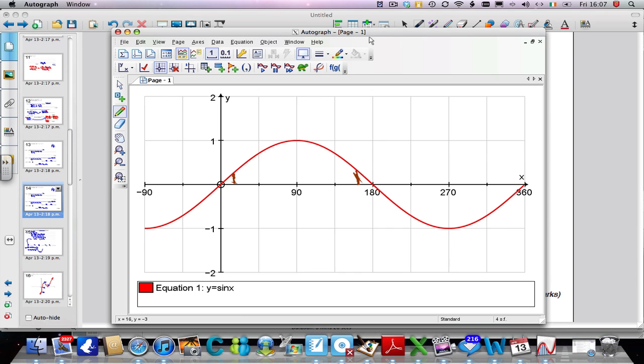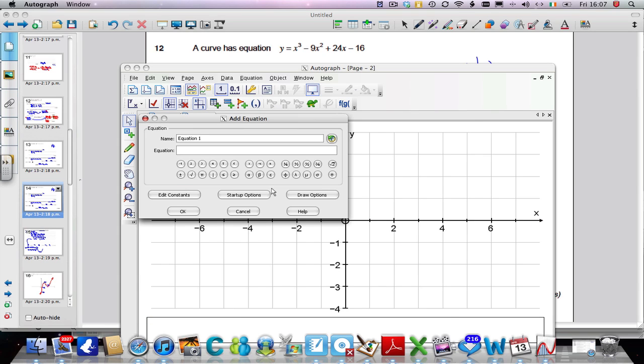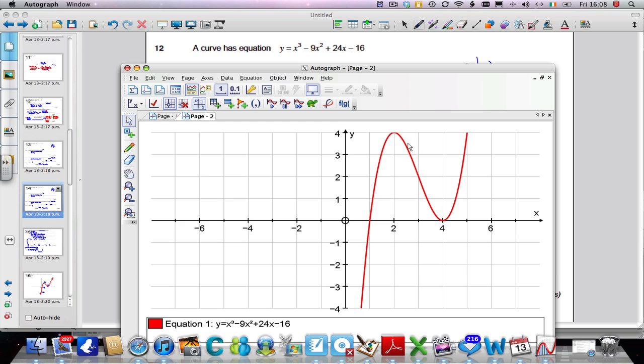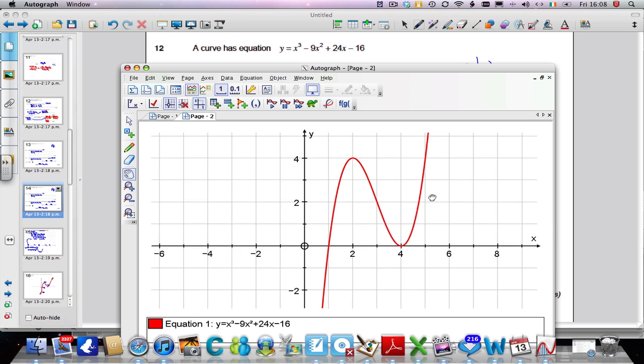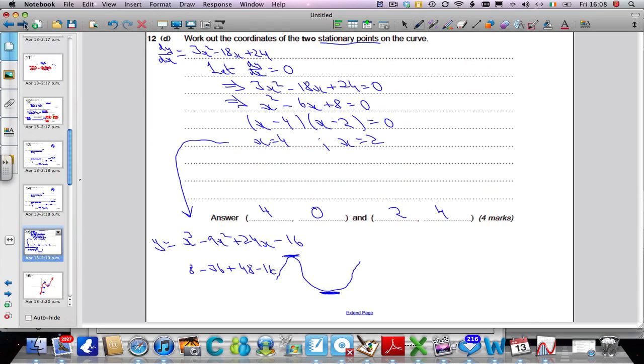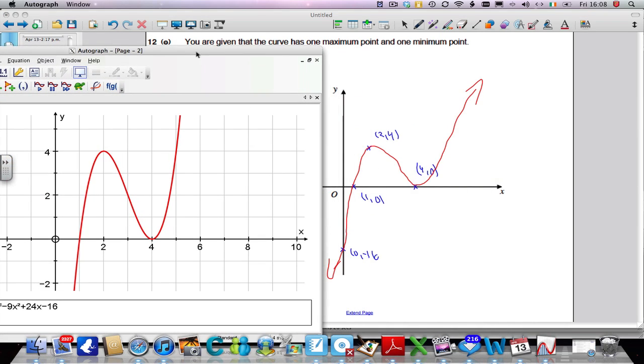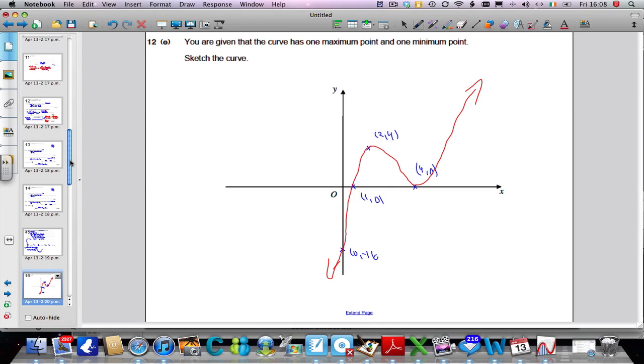New page, and we want x cubed minus 9x squared plus 24x take away 16 equals, oh, I need to put y equals. So y equals, and there we have it. Not too shabby. So that's what our little sketch looked like. Let's bring it up. As you can see, our sketch is not too bad. Forgive my shaky curve.